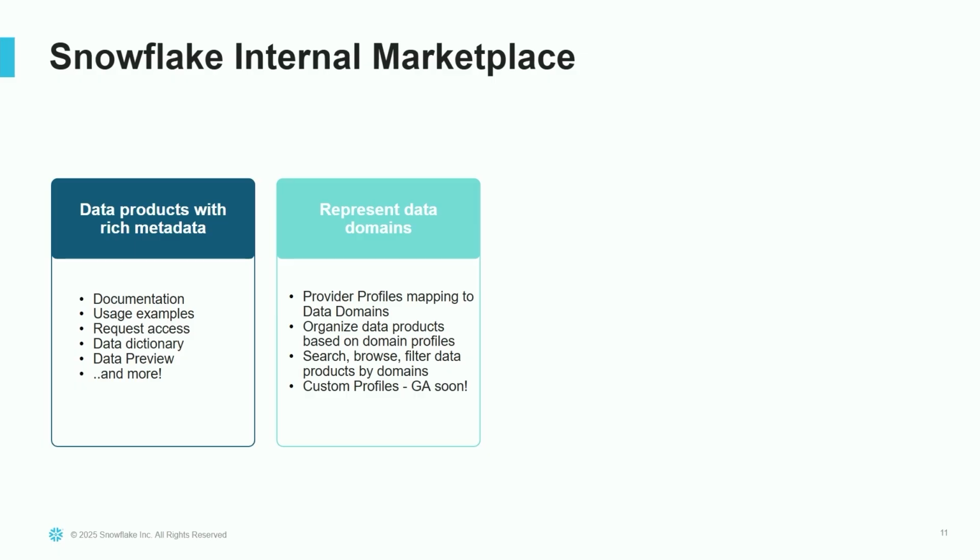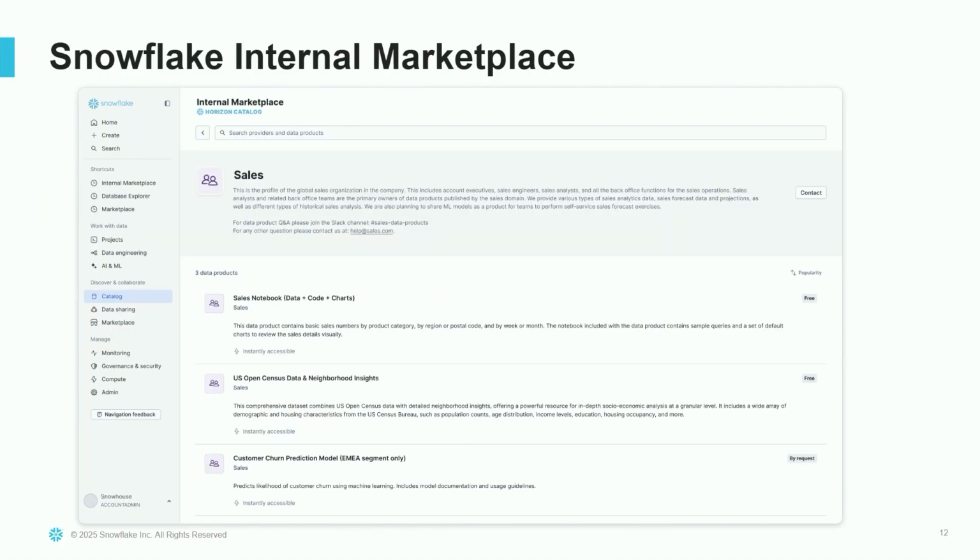As we talked about, sales might have their own data that they own. Marketing might have their own data that they own. And so with internal marketplace, using organization profiles, you can represent these individual domains to represent the source of truth and sort of the certificate of trust for your data products. So here, I have the domain called sales, and I can see all the data products only from the sales department.